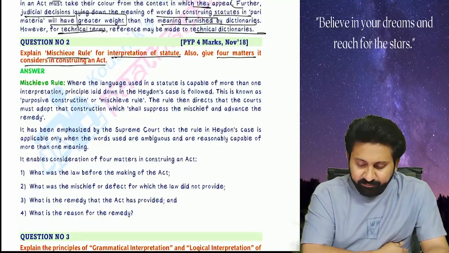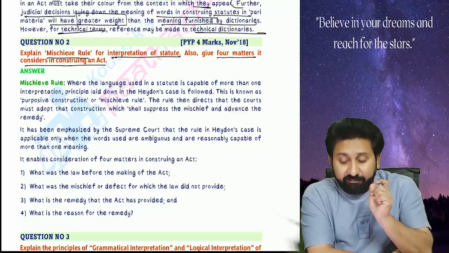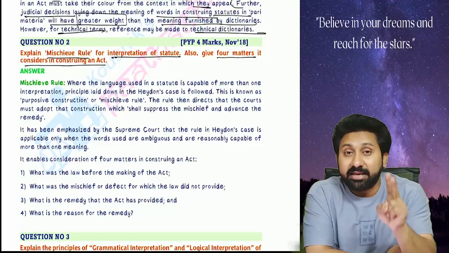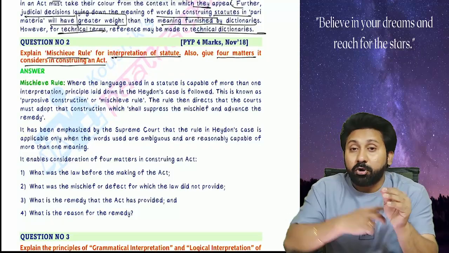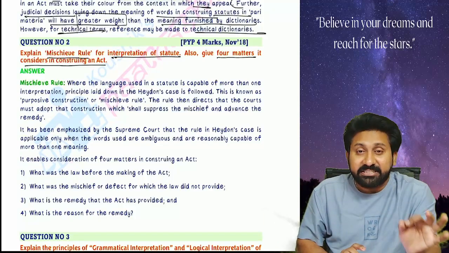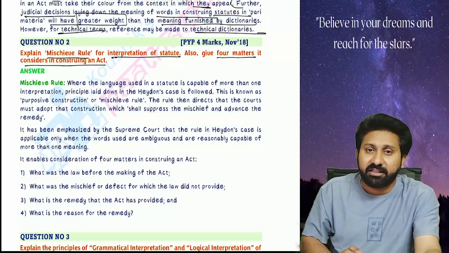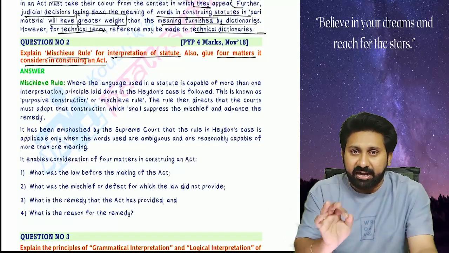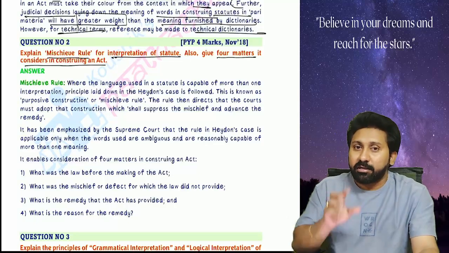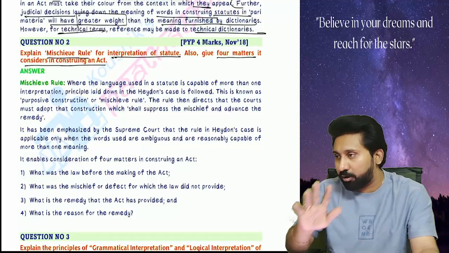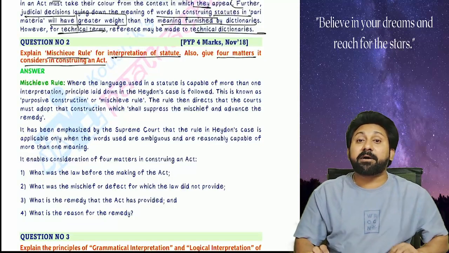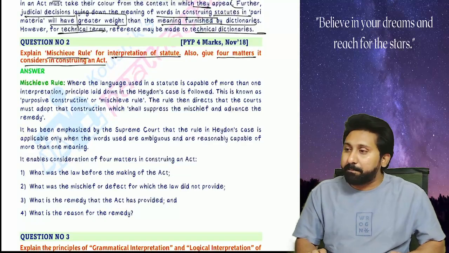Number one, mischief rule. When the language used in the statute is capable of giving two or more meanings, one should follow the judgment given in the Heydon's case. Listen again. Where language used in the statute is capable of more than one interpretation, then the principle laid down in Heydon's case must be followed. This concept of the mischief rule is also called purposive construction.